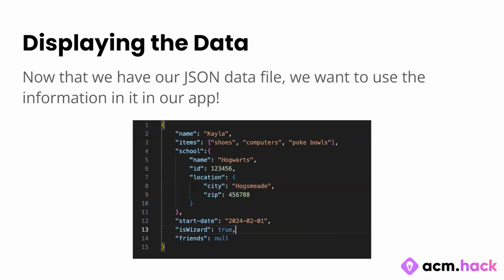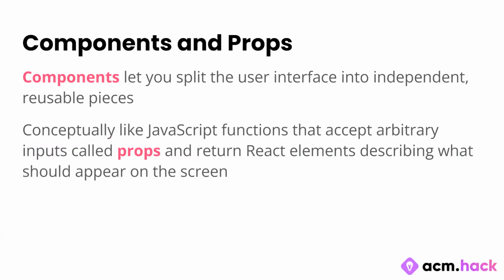So now that we are able to get our data and set our data up using use state, use effect, and our fetch method, we want to actually make it look pretty on our app. The way that we're going to do this is with components and props. I know this was covered a couple weeks ago in our front-end workshop. As a recap, components let you split the user interface into independent reusable pieces. They're just functions that take in parameters called props, and they return React elements that tell React what to put on our screen.